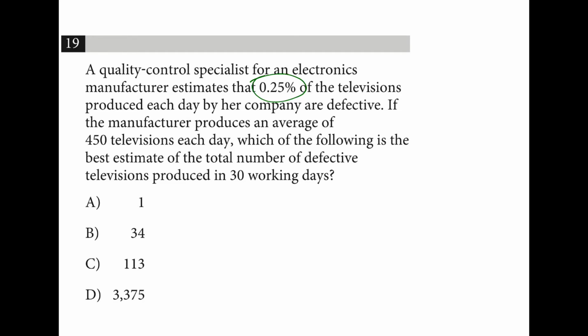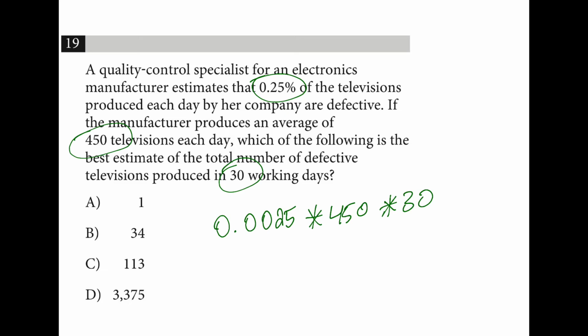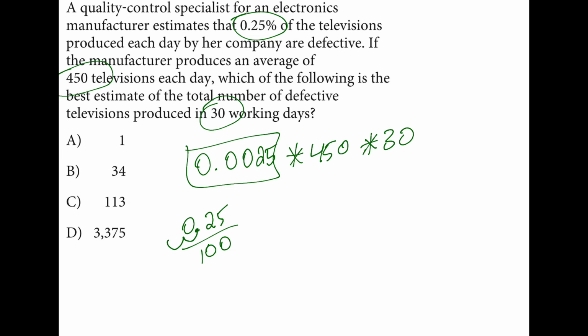If 0.25% of the TVs produced each day are defective and we produce 450, across 30 days, how many will that be? So 0.0025 times 450 times 30. Remember that 0.25 is going to be divided by 100. So you move the decimal place to the left, and that's where you get this percentage. The easiest mistake is to just multiply by 0.25, which would actually be 25%. And I don't think any TV company would make it. When you multiply all these out, you get 33.75. B.